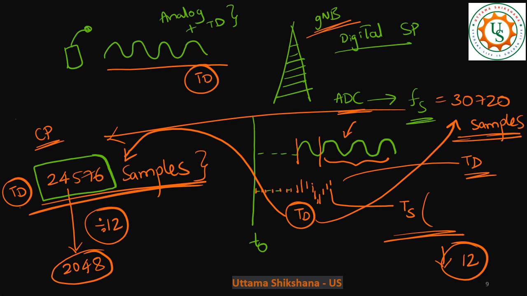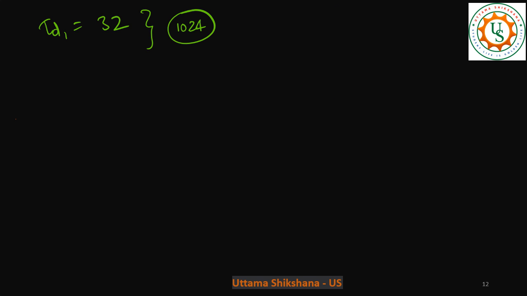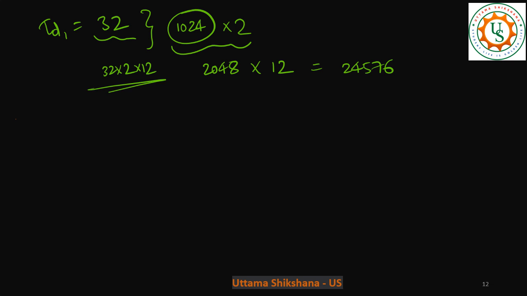So you need to map to that, and even from 24576 we came to 2048. So 1024 samples, if I multiply by 2, will give me 2048. So here also you have to multiply by 2, it will be 32 into 2. And again, we had reduced the samples by doing decimation by 12, so that also we need to add. That's why you need to multiply by 12. Okay, this is your timing delay, which should be calculated at L1.